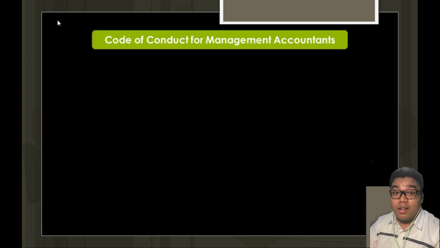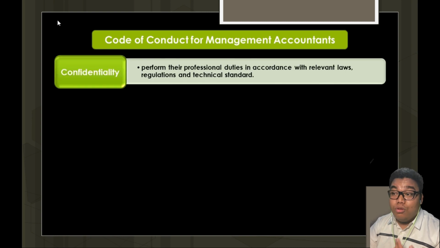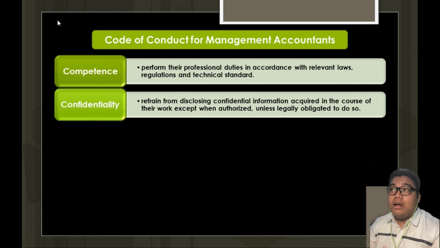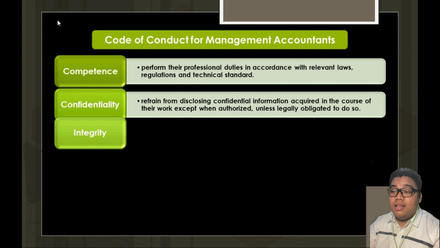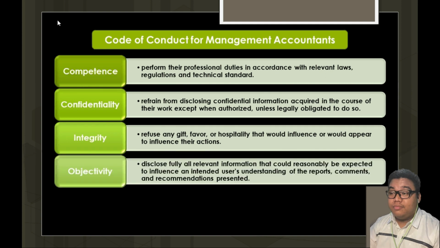So for the code of conduct of management accountants, it is basic for accountants who handle confidential information to make sure that they are doing their duties in accordance with what the company needs, and that involves keeping the information that they acquire in the organization amongst themselves.